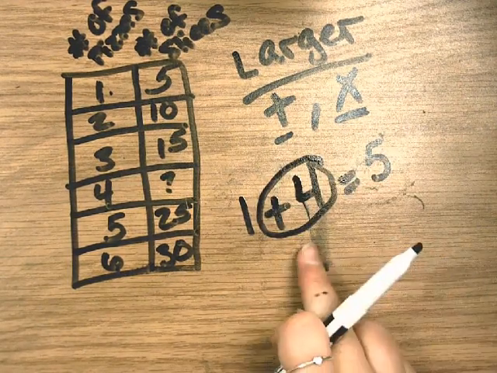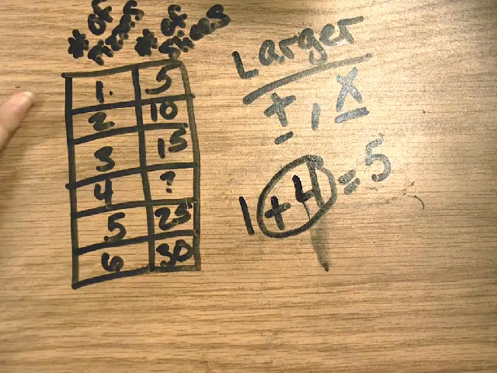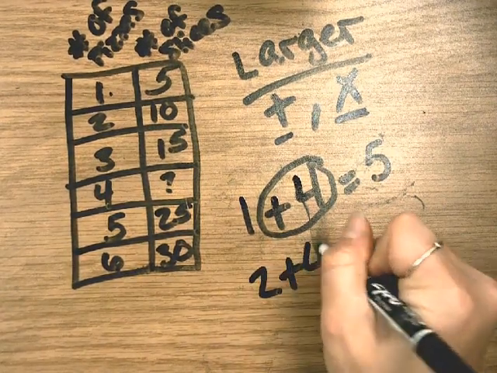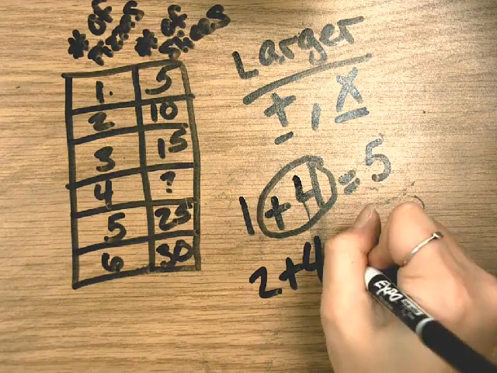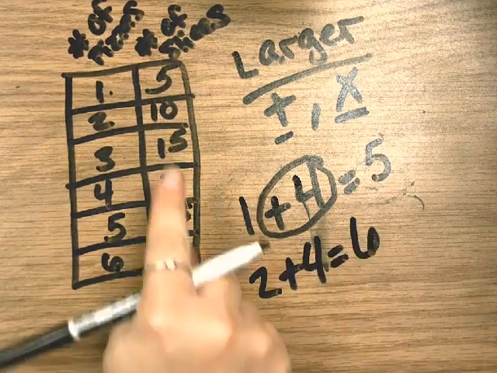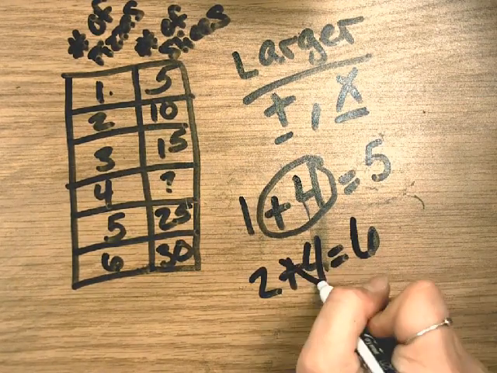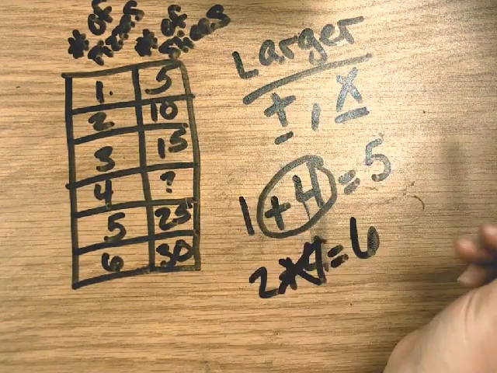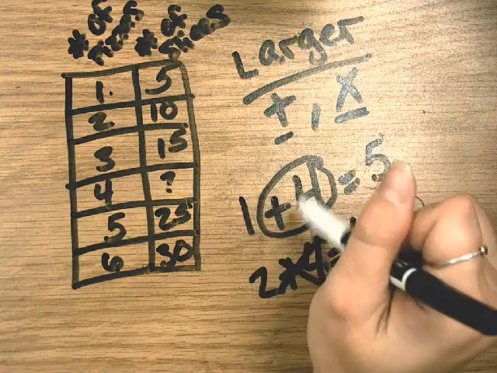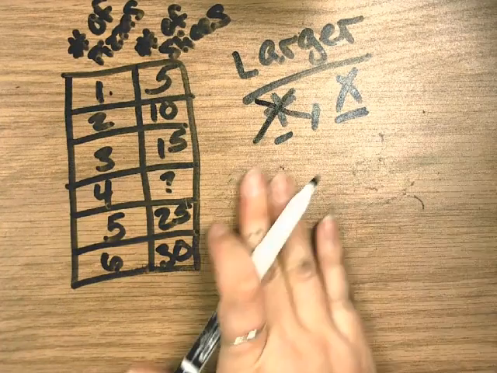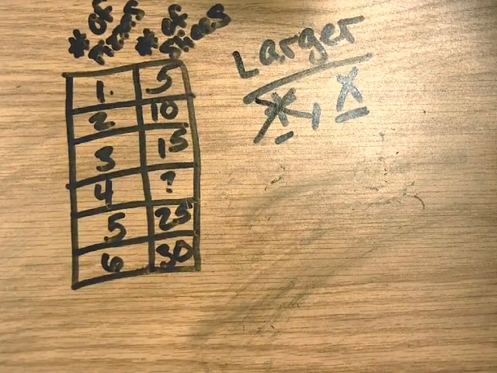So now I need to check that potential rule against my other inputs. So 2 plus my potential rule would equal 6. But they already gave us an output of 10. So we know then that we are not adding 4. So we know our potential rule is not going to be an addition rule. So now that I cross out addition, now I'm going to check multiplication.